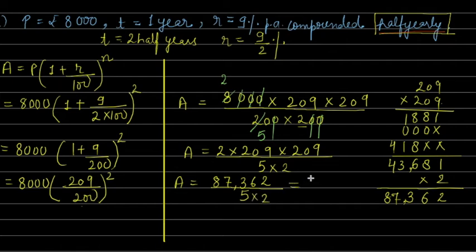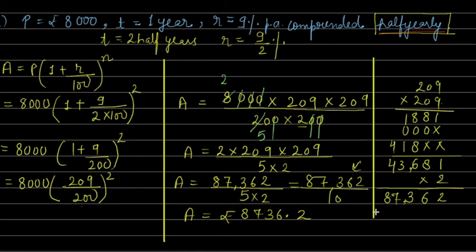So now this becomes very simple, 87,362 upon 10. So the amount is how much? We just need to place a decimal here. So this becomes 8736.2, right? So this is how we have calculated the amount. Let me just put a line here. This was my rough work. Okay, so this is the amount.